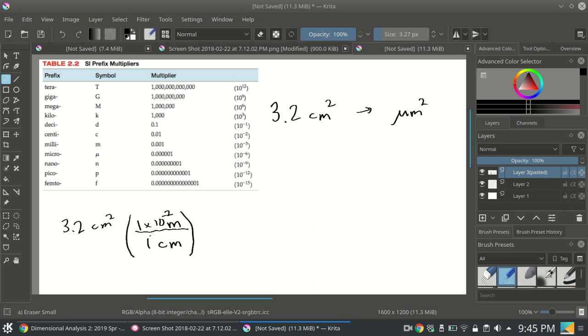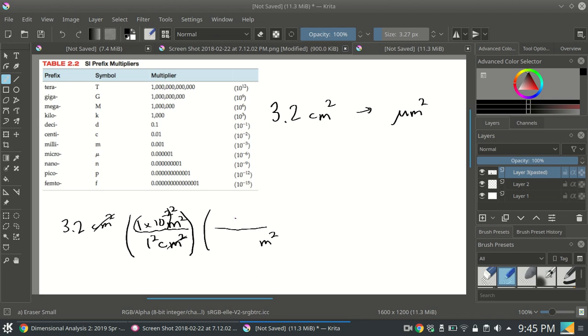But this is centimeters squared, so that means this needs to be squared, this needs to be squared, this needs to be squared, and this whole thing needs to be squared. Now I've gotten rid of centimeters squared. Now I must get rid of meters squared. So meters squared down here.